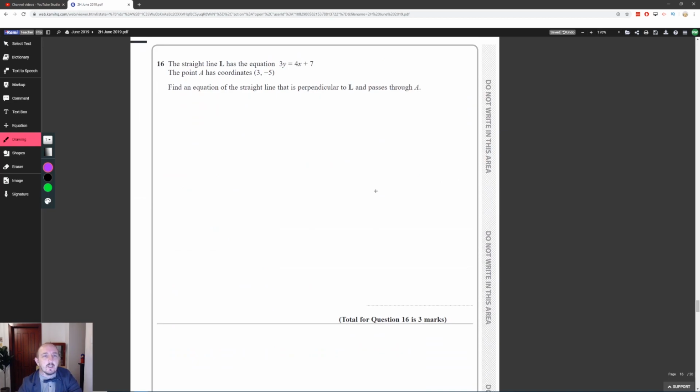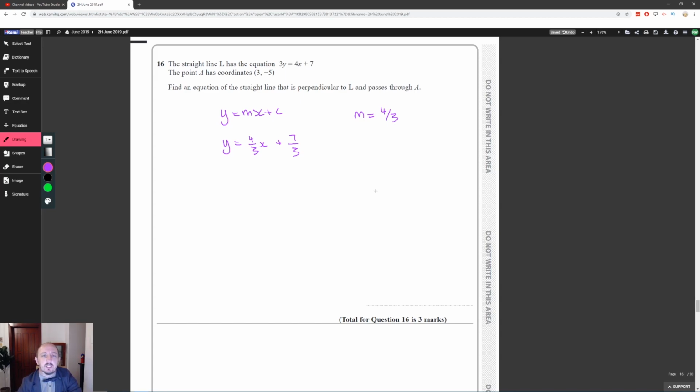Straight line has an equation like that. We need it in the form of y equals mx plus c, and at the moment it's 3y, so we're going to divide through by 3 to get y equals 4/3 x plus 7 over 3. And we now know the gradient of this line, so the gradient is 4 over 3.